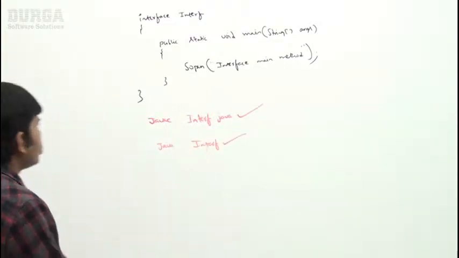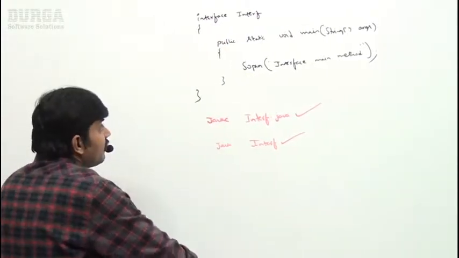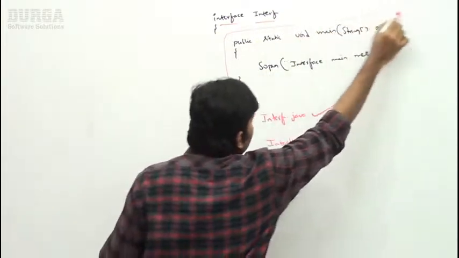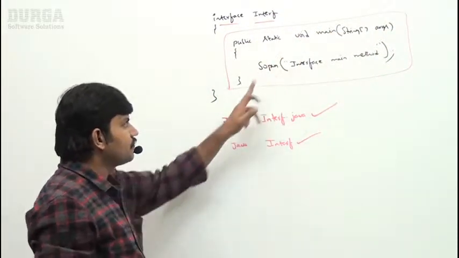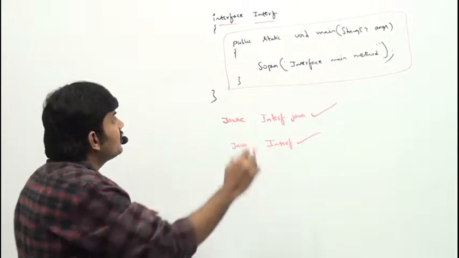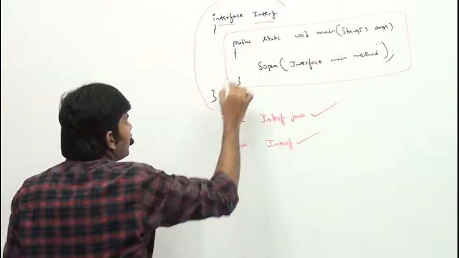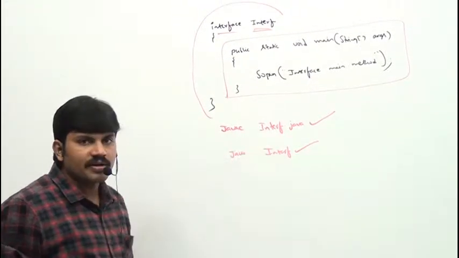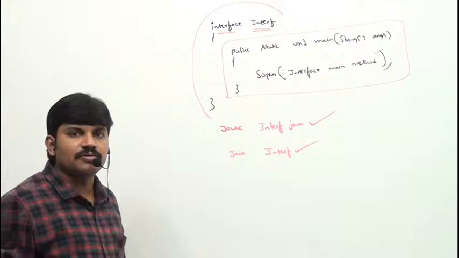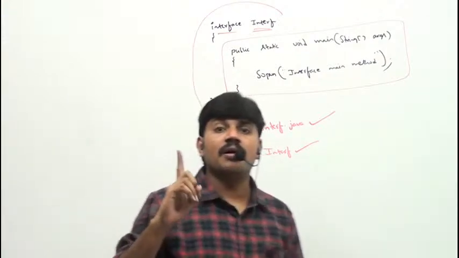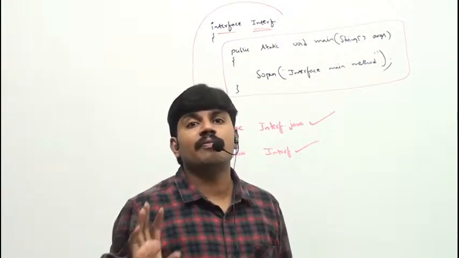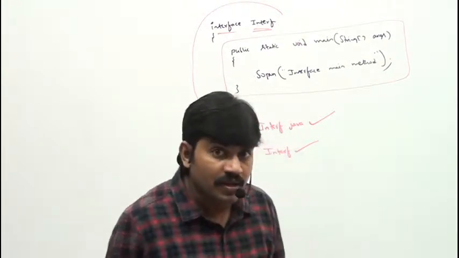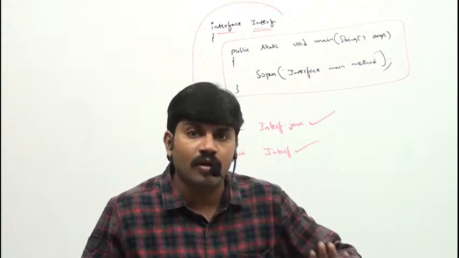Just have a look once. This is my interface Interf. I declare interface Interf, and just take a main method. Have you observed public static void main, with System.out.println of interface main method? I saved this as Interf.java. Let me compile: javac Interf.java, then java Interf. Happily it is going to compile and run. So from the 1.8 version onwards, we can run an interface directly from the command prompt, because inside an interface we can declare static methods, including the main method also.